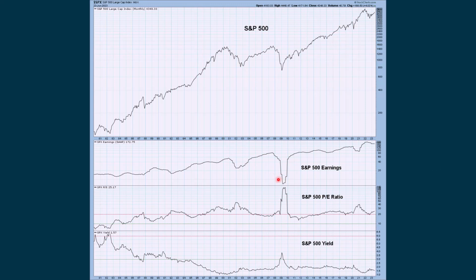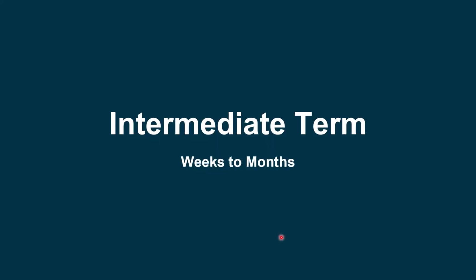And then we look at the earnings. Now, this is earnings that have already been reported and how they've been coming down over the last year or so. We also plot the PE ratio, where that's been going up as the S&P has been going up. And then on the bottom, we have the yield. This is the dividend rate for the S&P 500, and it's still pretty low at 1.57%. I look at this periodically just to look at more of the fundamentals of what's happening in the S&P.